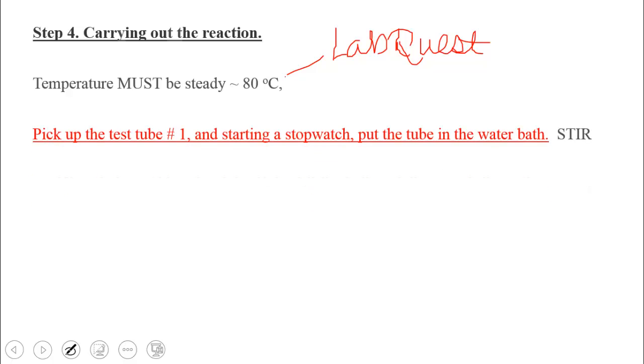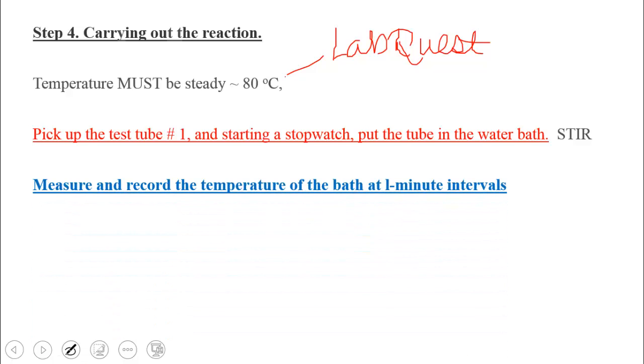Now, we will pick up our test tube number 1 then, and as soon as we put it into the water bath, we're going to start stirring it, and we need to start our stopwatches, okay, as soon as that test tube goes into the water bath, because we are applying heat and hopefully starting the decomposition reaction immediately.